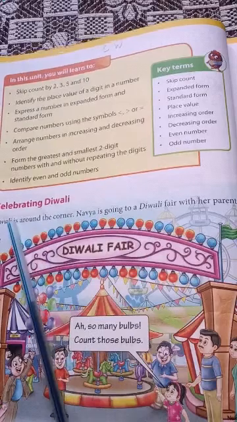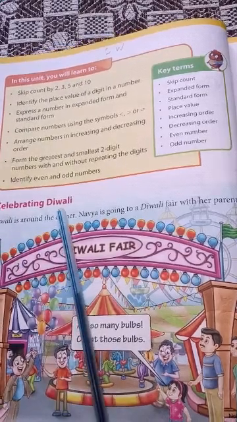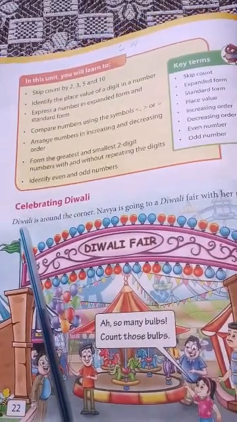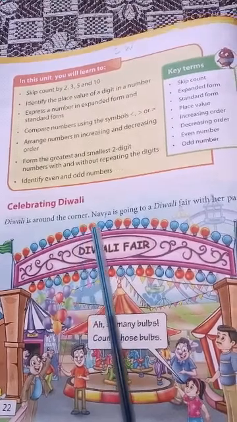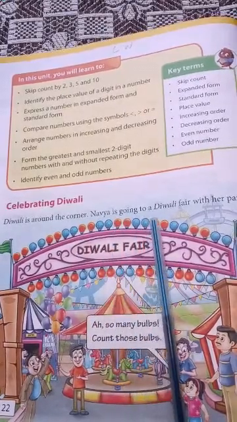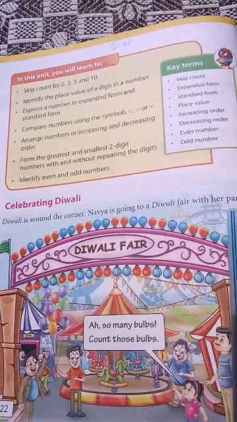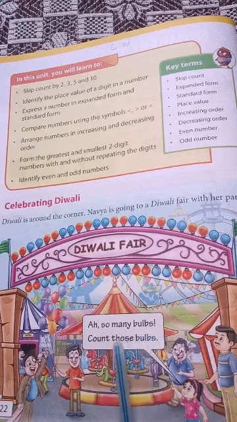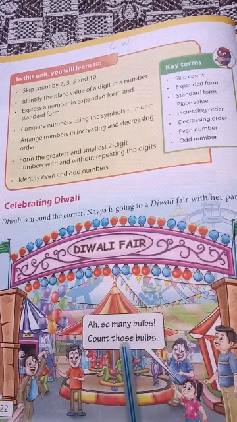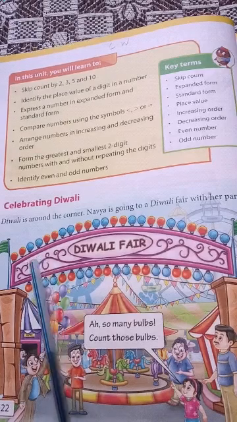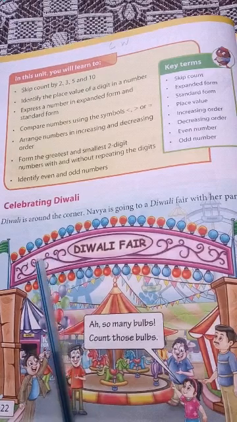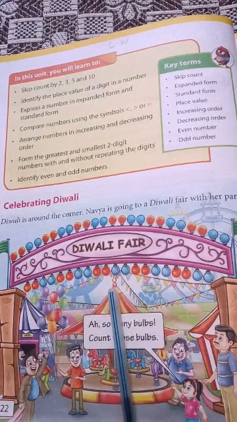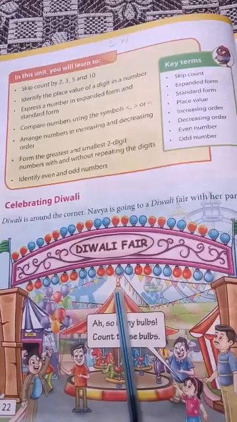Now let's start reading. Celebrating Diwali. Everybody read after me. Diwali is around the corner. Navya is going to a Diwali fair with her parents. So many bulbs. Count those bulbs. Now children, you can see here there are so many bulbs. They are red and blue bulbs. Now she's telling, come on, see, in this fair, so many bulbs are there. Let's count the bulbs.